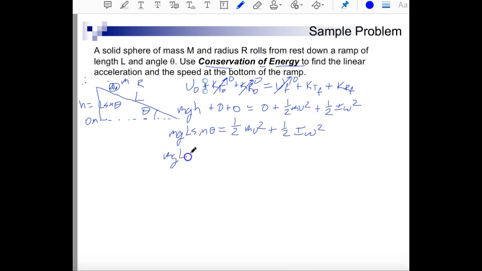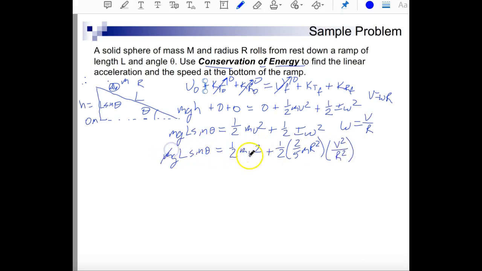Then we're going to say mgL sine of the angle is equal to 1/2 mv squared plus, now we have 1/2, and then I for a solid sphere is 2/5 mr squared. And we're going to multiply that times, now because we want this to be the linear acceleration or the translational acceleration and the speed at the bottom of the ramp in a straight line, we're going to say that omega is equal to v over r because we know that v is equal to omega times r. And so here we're going to have v, but notice this is squared, so I have to square that and square the thing on the bottom.